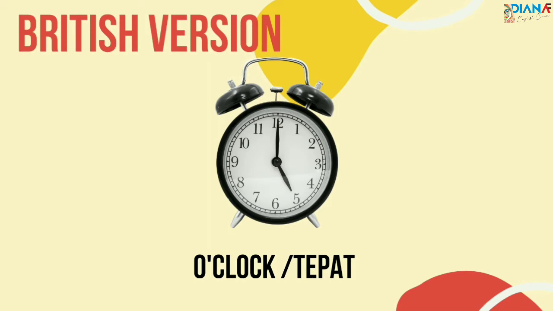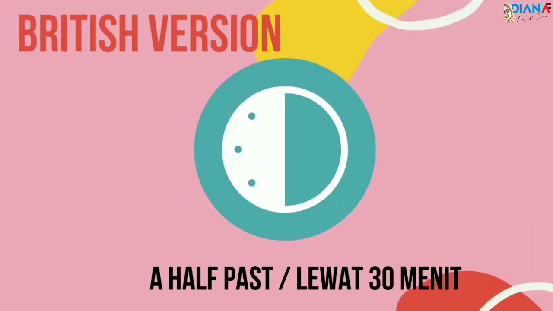Jadi, jika jarum panjang berada di angka 12, kita sebut o'clock atau tepat. For example, 5 o'clock atau jam 5 tepat. But when the minute hand is pointing to the number 6, then we say half past. Jadi, ketika jarum panjang berada di angka 6, it means lewat 30 menit or we say half past.